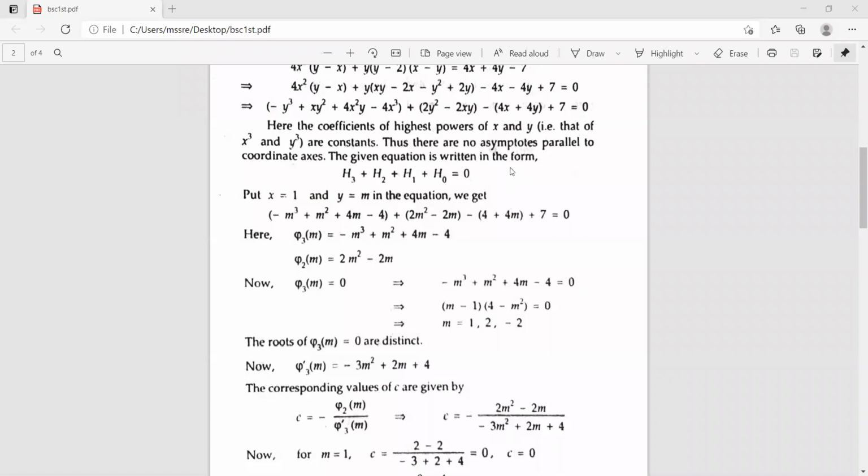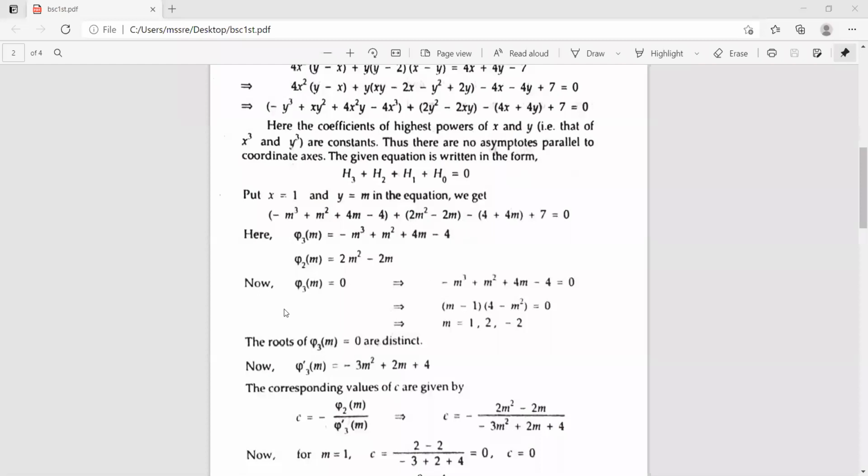The corresponding value of c is given by working rule alle ide ನೋಡಿ. Non-repeated roots ಗೆ c ಕಂಡುಹಿಡಿಯೋದಕ್ಕೆ ಫಾರ್ಮುಲಾ -pi n minus 1 of m ಇದೆ. n 3 ಆಗಿದ್ದರಿಂದ 3 minus 1 ಅಂದ್ರೆ 2. Therefore, pi 2 of m divided by pi 3 dash of m. This is the formula which was given in the working rule in the last class. Therefore, c equals minus of, what is pi 2 of m? 2m square minus 2m. Pi 3 dash of m, minus 3m square plus 2m plus 4.